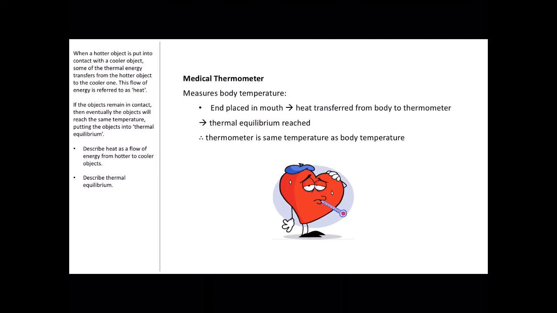As an example, this is how a medical thermometer works. It measures body temperature because you place the end, for example, in your mouth. The heat is transferred from your body to the thermometer because there's a difference in temperature between your body and the thermometer. The heat flows from your body until thermal equilibrium is reached, so the thermometer and your body have the same temperature, and therefore the thermometer will show the temperature of your body because the temperatures are the same.